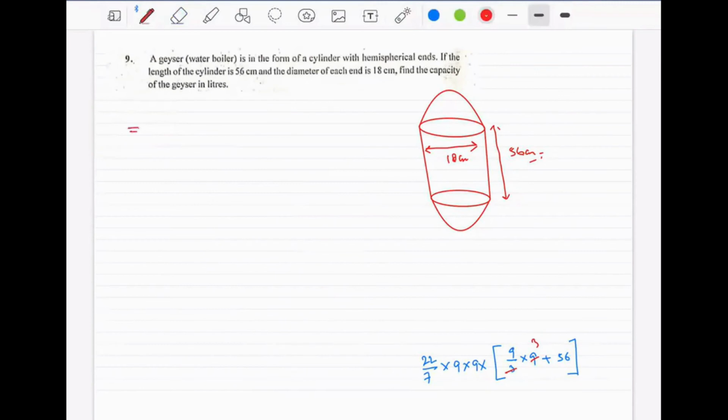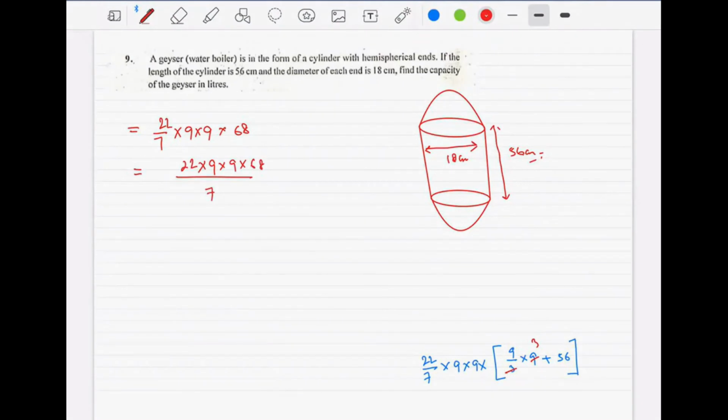Okay, now if you continue from there, we will have 22 by 7 into 9 into 9, into this bracketed portion. How much is it? 4 3s is 12. 12 and 56, how much is it? 68, right? So 68 cannot be cancelled by 7. The nearest multiple is 63, so it doesn't fit. So the only thing we can do further is multiply all the numbers. So 22 into 9 into 9 into 68 divided by 7.